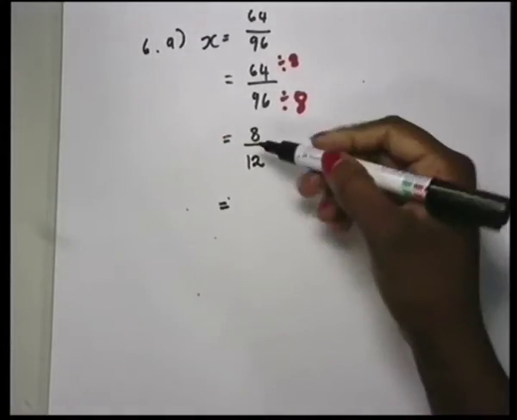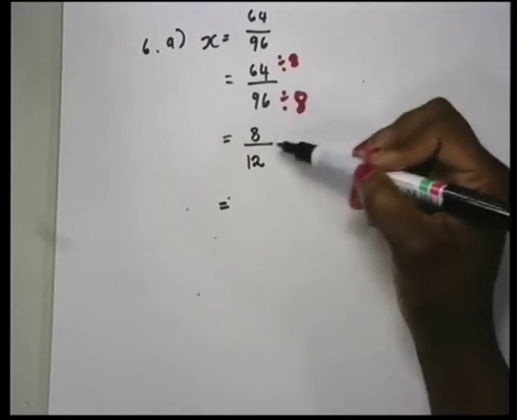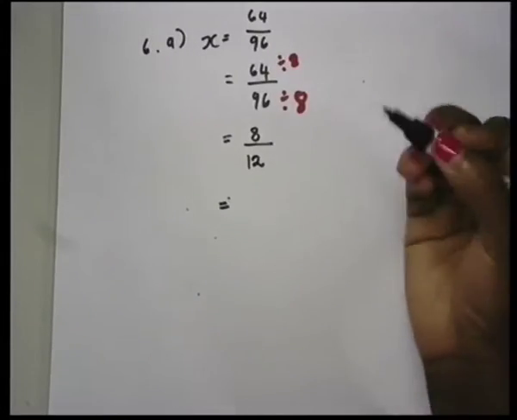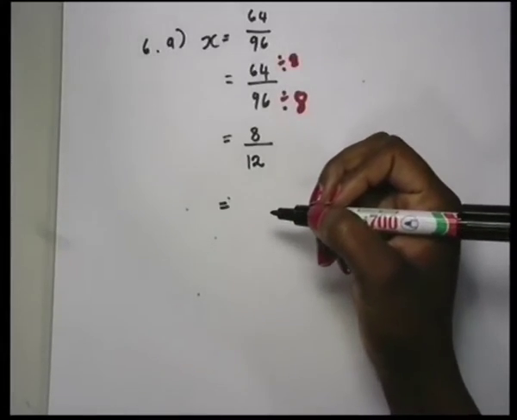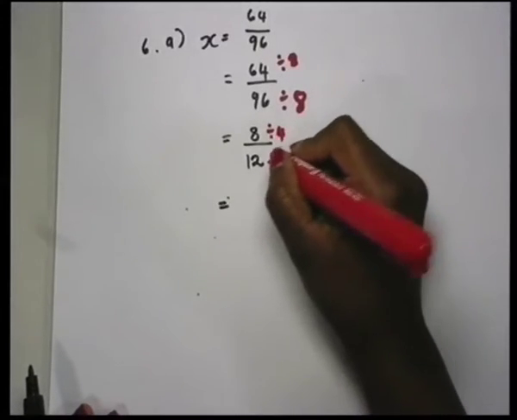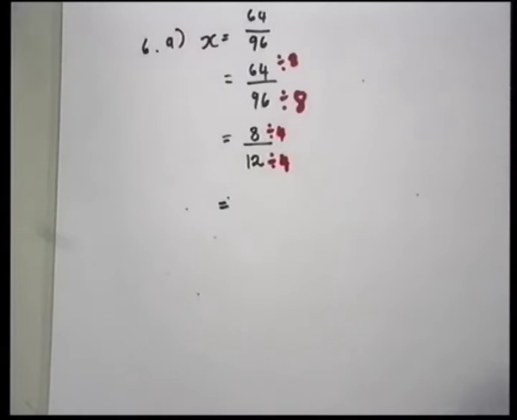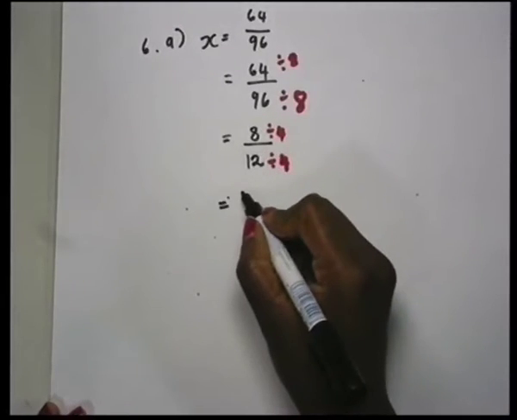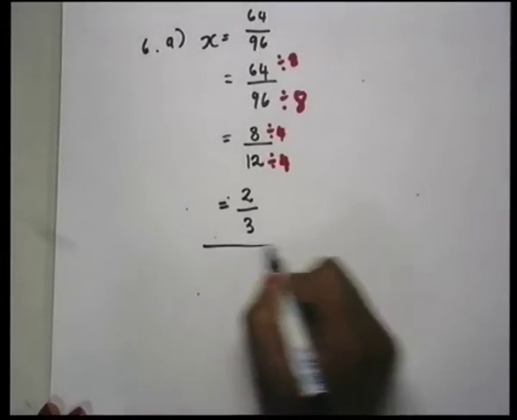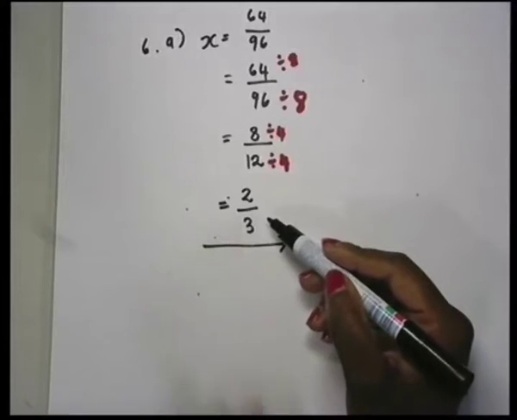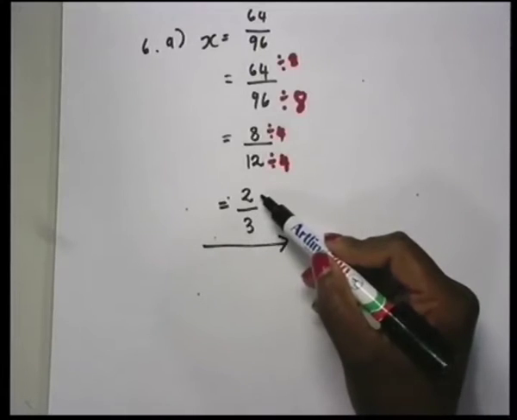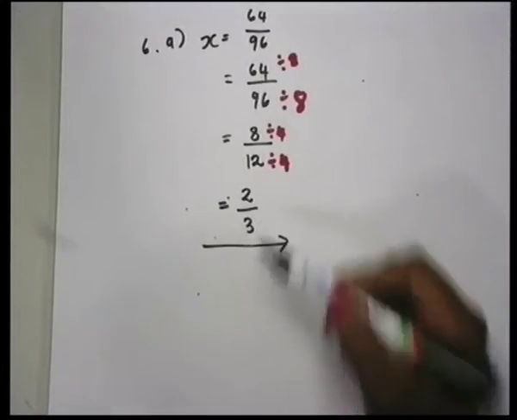8 divided by 12 can actually be simplified even further, because just by looking at this you can see that you can use 4 to divide into 8 and also into 12. In this case we're going to go a bit further. We're going to divide 8 by 4 and 12 by 4. So 8 divided by 4 is equal to 2 and 12 divided by 4 is equal to 3. Hence this is the simplest form of 64 over 96. So 64 over 96 has been simplified to 2 over 3.